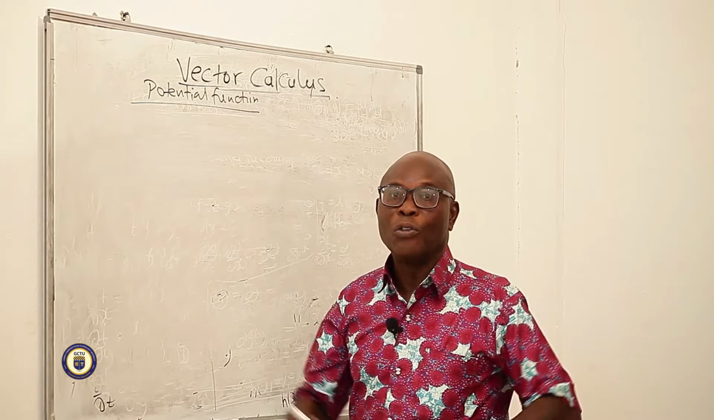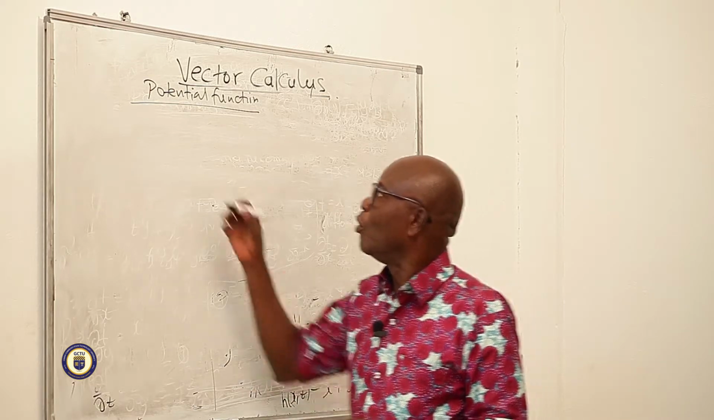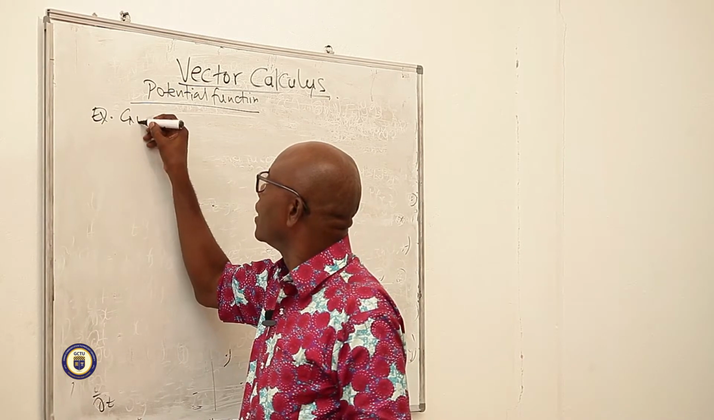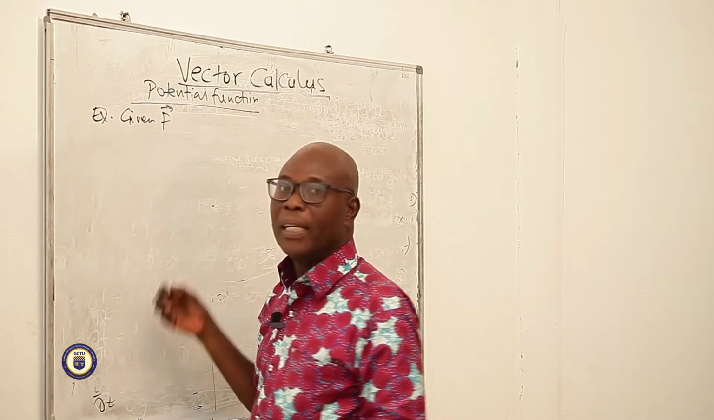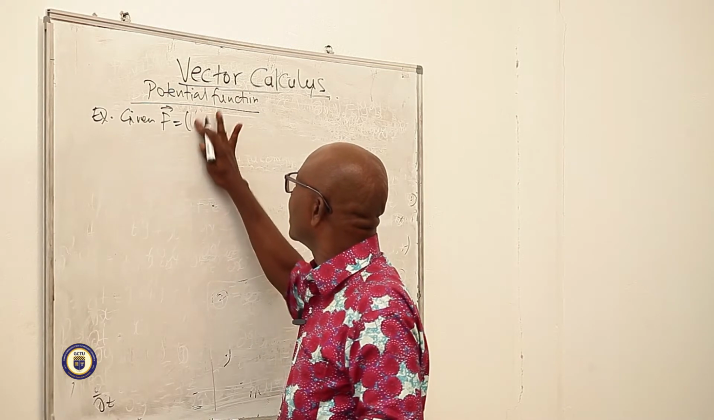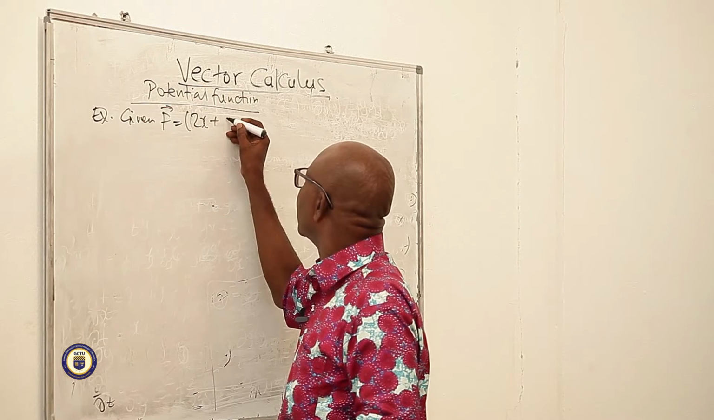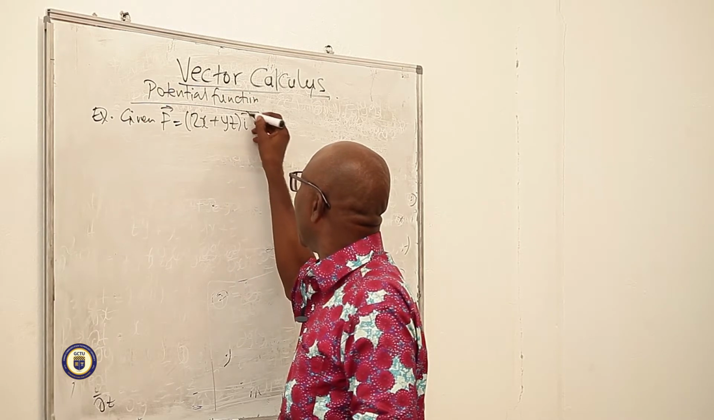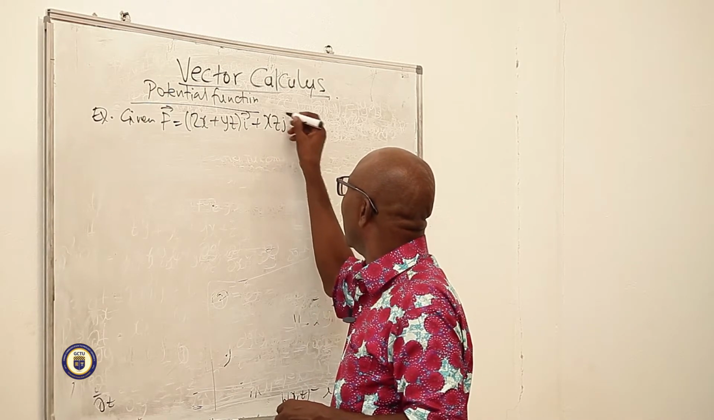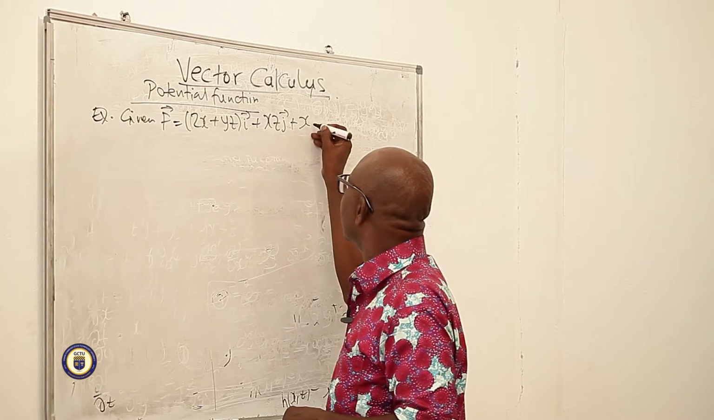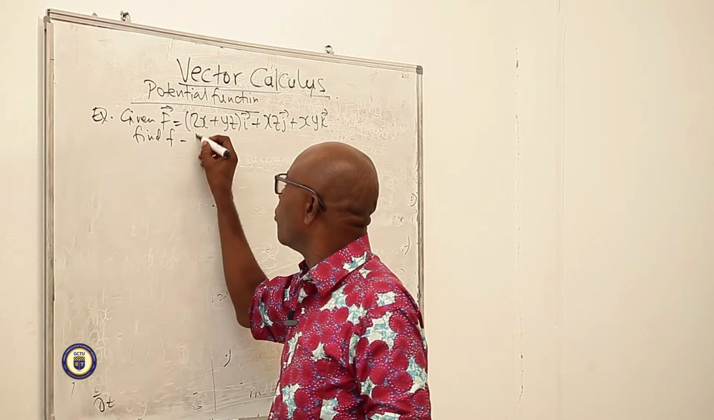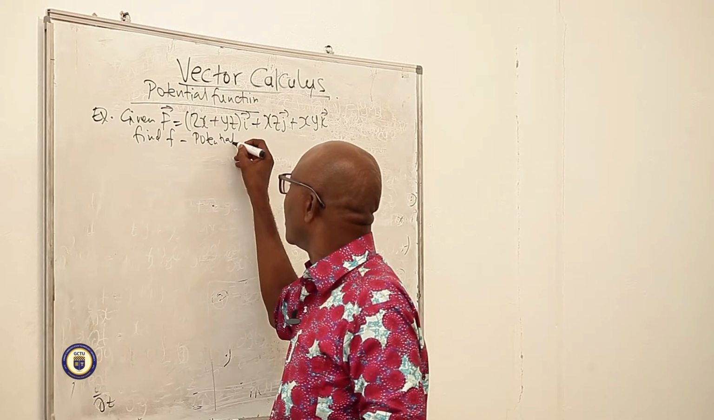In this example, we are going to look at 3 dimensions. For example, given the conservative vector field as 2x plus yz in the i direction, plus xz in the j direction, plus xy in the k direction. Find f, the potential function.